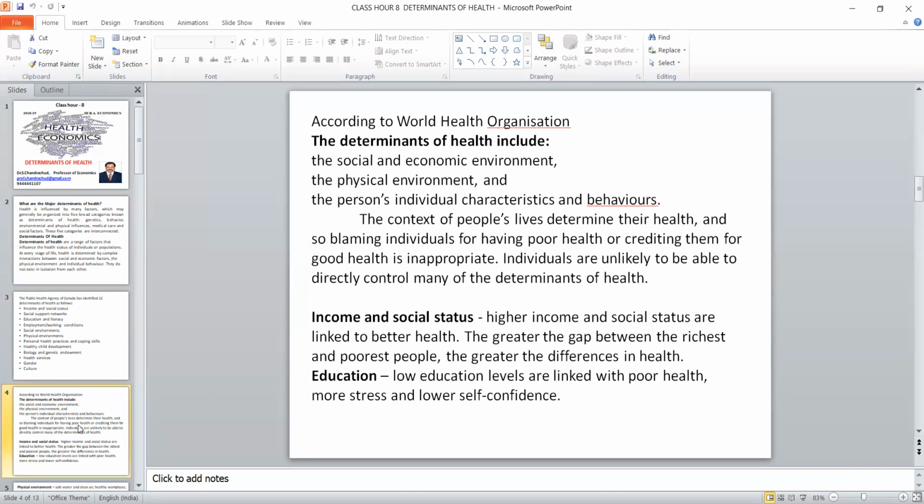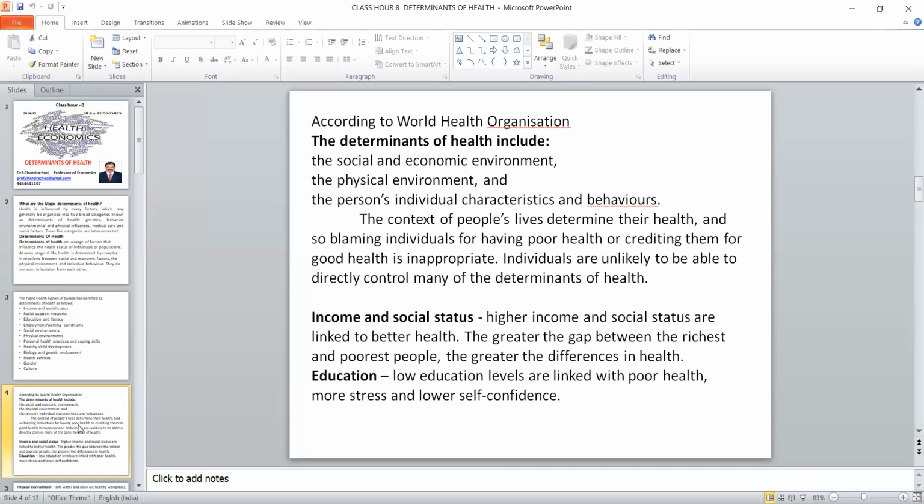So even though there are many determinants, I am listing only 10. The first one is income and social status. The higher the income and social status, definitely there will be better health. Why? Because there is a greater gap between the richest and poorest people. Definitely the rich are able to afford good medical treatment rather than the poor. That is why income and social status improve health. So this is a major determinant.